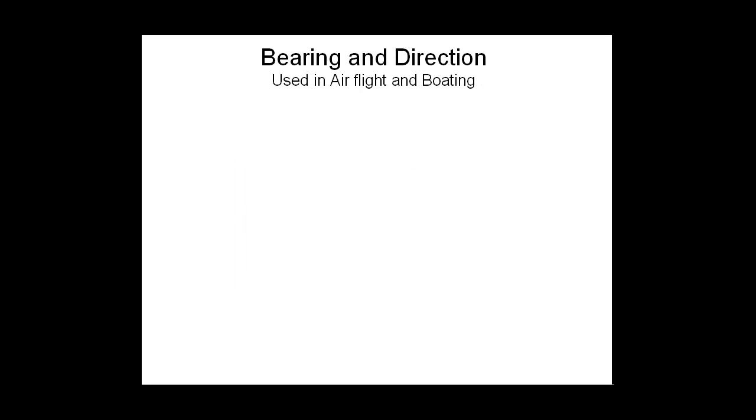Okay, another component of angles and directions is what's called bearing and direction. Now this is used in air flight. When you're dealing with airlines, airplanes, things like that, you have a bearing, that's the direction that you're going, and everything has to do with north, south, east, and west.